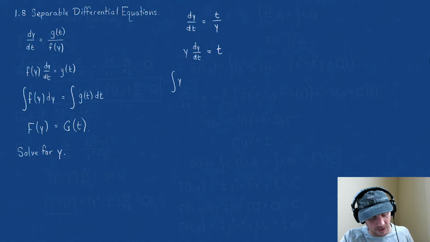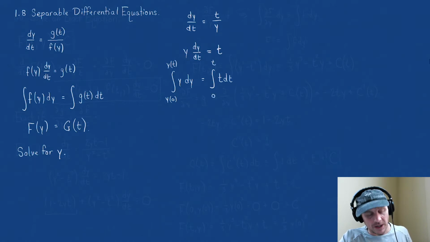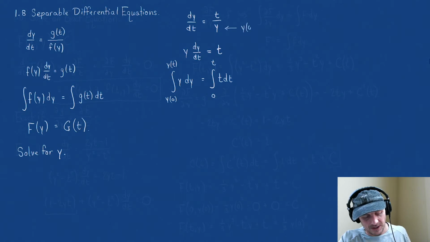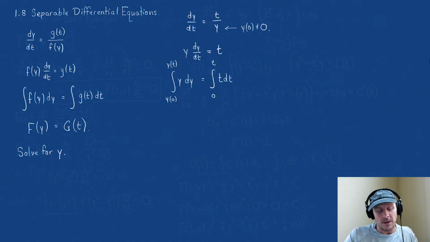Well, that just leaves me with the integral of y dy equals the integral of t dt. And let's remember our limits of integration, from y of 0 to y of t, and so from 0 to t. I want to notice one thing: we have a y in the denominator, so that means our initial condition cannot be 0 at 0. It could be 1 at 0, it just can't be 0. All right, so now that we've made that acknowledgement, we can continue.